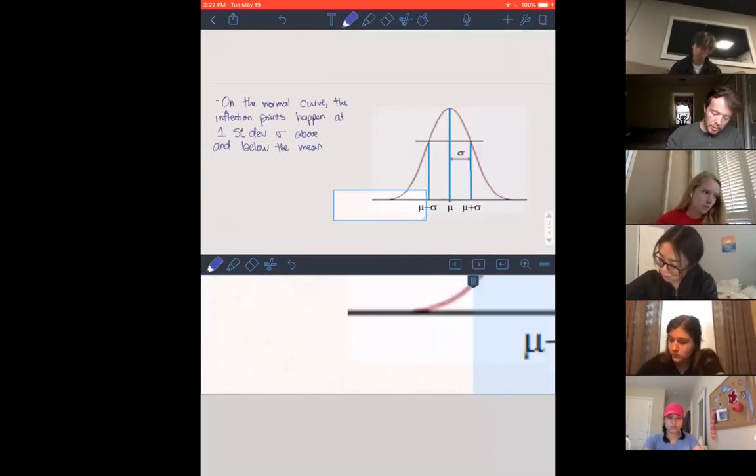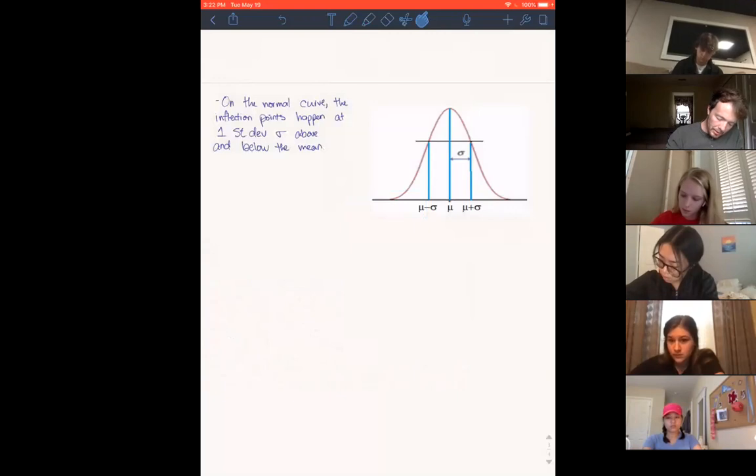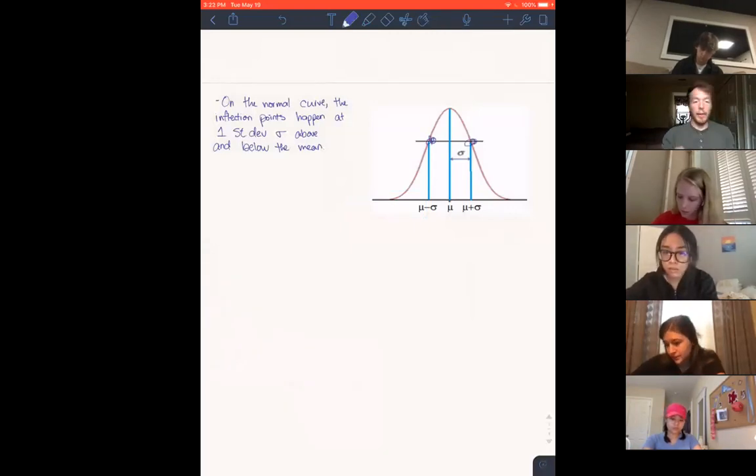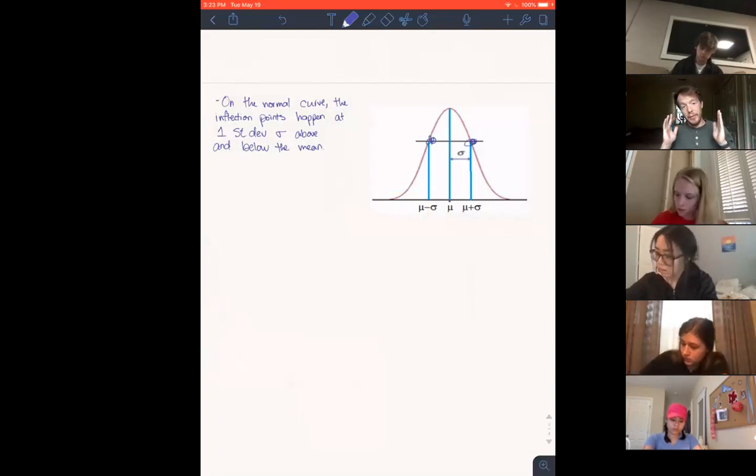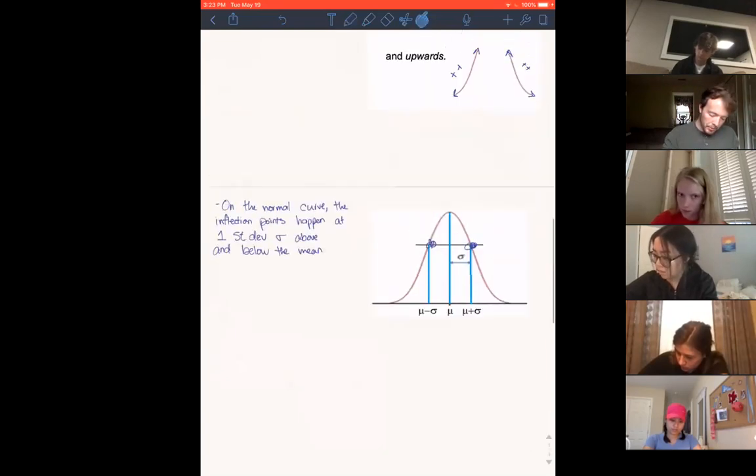Which the picture looks like this. So these are the two inflection points here and here, and they occur at the curve at the x values that are within a standard deviation away from the mean. So let me return to our octopus example.